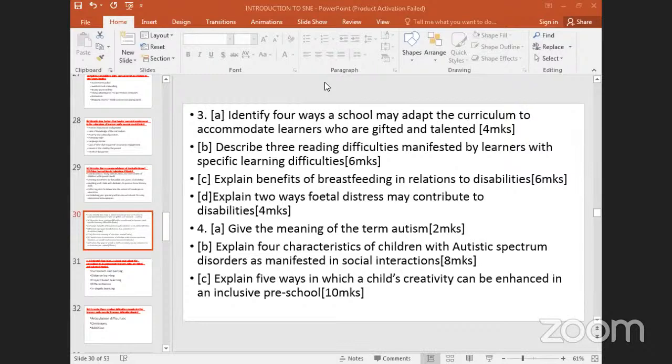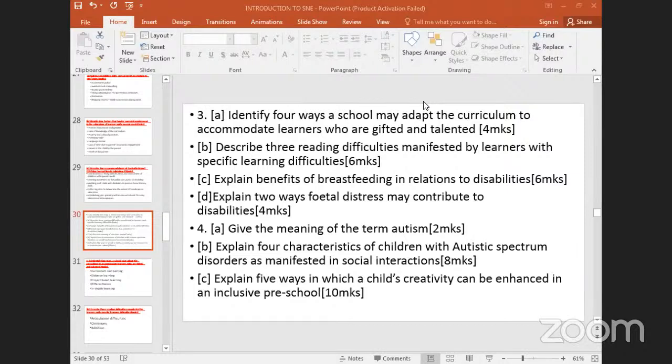Curriculum enrichment is enriching the curriculum. How do you enrich the curriculum? By providing more materials to accommodate learners who are gifted and talented. Enriching the curriculum by, for example, adding more materials to accommodate learners who are gifted and talented.